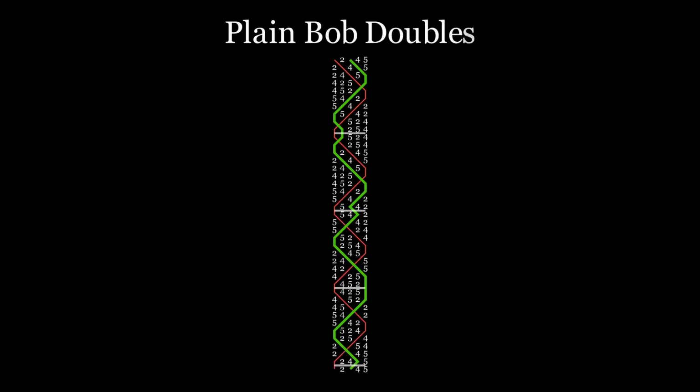This is a method known as plain bob doubles, one of the first methods you will learn. Each number in this visualisation represents that bell ringing, and the method can be read from left to right, top to bottom. Certain numbers are replaced with lines to better visualise how that bell moves between rows, with each colour representing a different bell. All methods start with rounds, so we can tell that the red line represents the treble and the green line represents the 3.